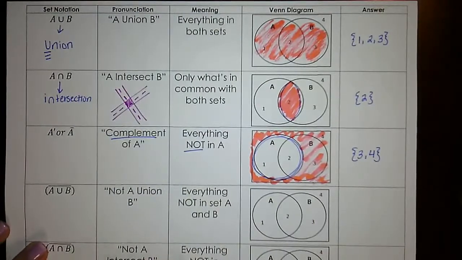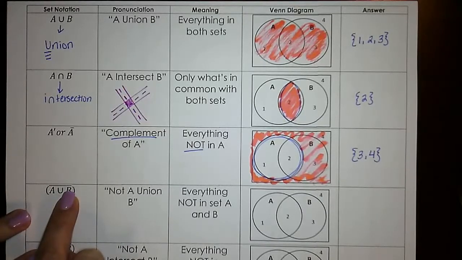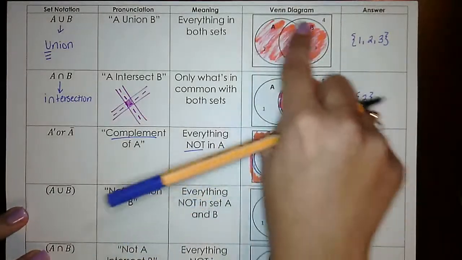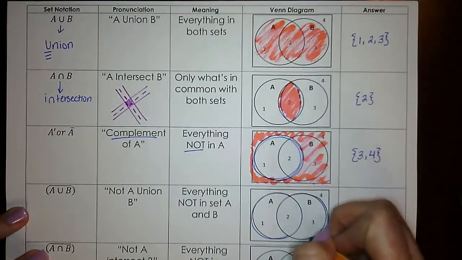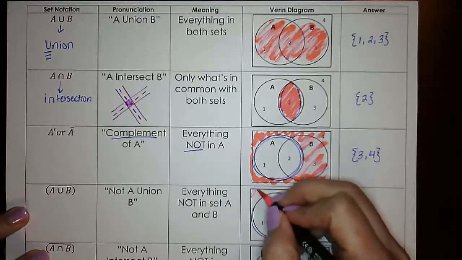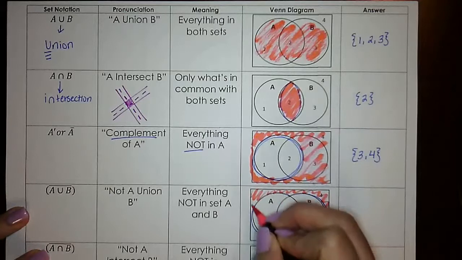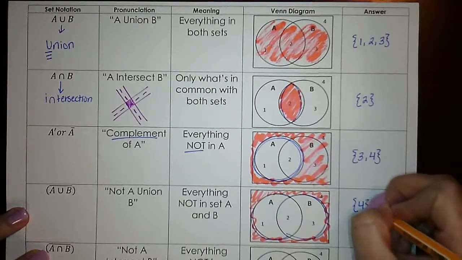Okay, this is where it gets to be a little tougher, not too bad. But this says not the union. Remember, this means union, A union B, but this says not. So we want not the union. So if the union is everything that's in A and B, which is all of this, it says we want not this. So what's the only thing left? This outside area. So this is not the union of A and B. It's just that outside set. That's the universal set. So the answer for this one is just 4.